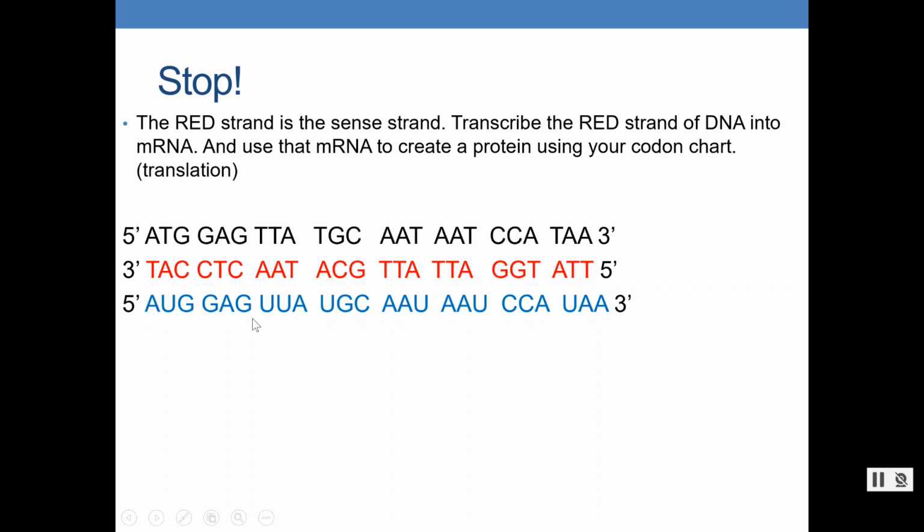So now I have a strand of mRNA. We're going to start at the 5' end of the mRNA, and I'm going to put this back on your codon chart, so make sure you've got it. You now need to translate the mRNA into a polypeptide chain. Okay, make sure you've got this down, and then I'll put it on the codon chart and give you a chance to do that.